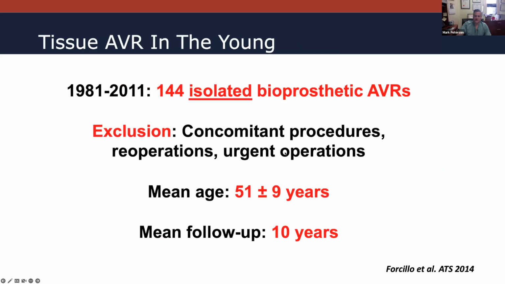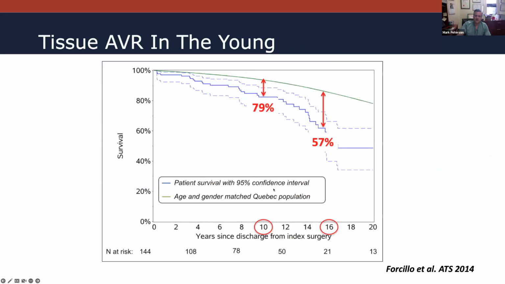This is one more study I'll show you, again, out of Montreal, looking at isolated biological AVRs, again, excluding sick patients, urgent reoperations, again, mean age 51, and looking at 10 years, the survival after a biological valve in young patients, 79%. Again, one in 5 are dead at 10 years.